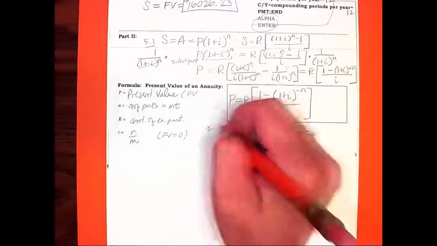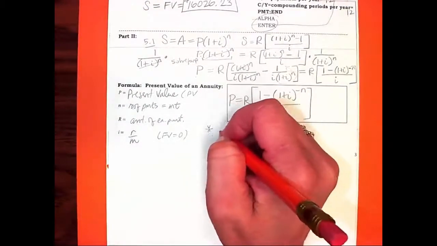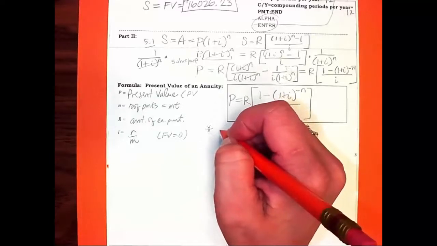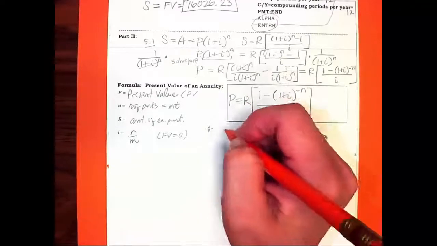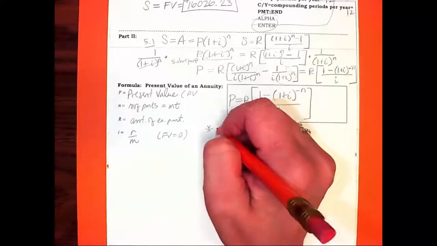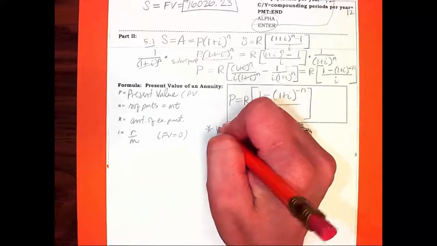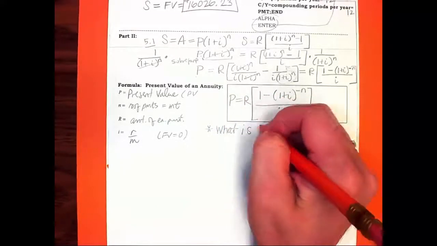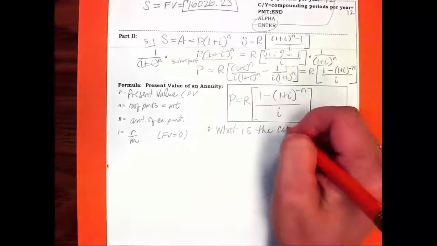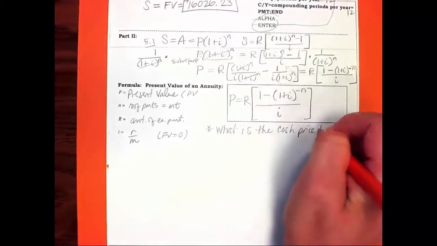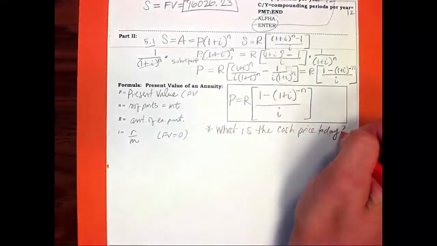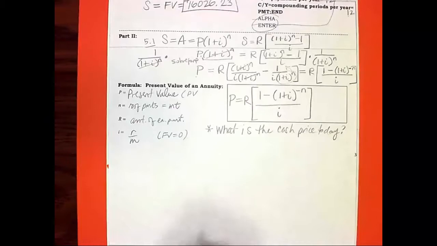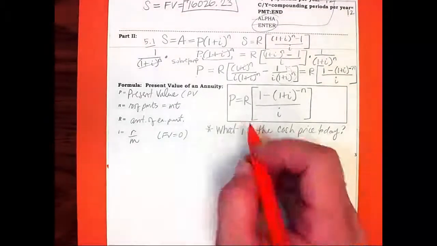So these problems are not as easy to identify. The last one, where you're trying to see how much you're going to have at the end when you save everything up, is not as easy to identify. So some things to look for in your problem. What is the cash price today? Okay, so that's a present value type of problem.